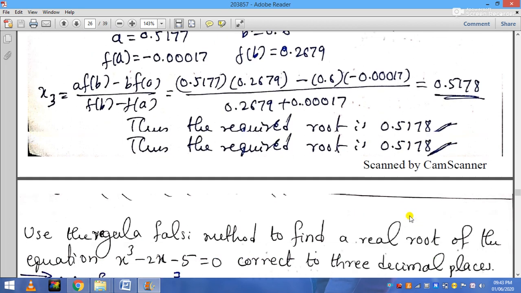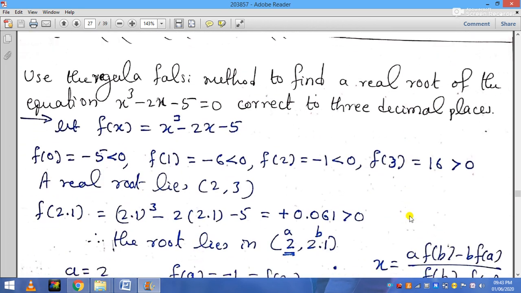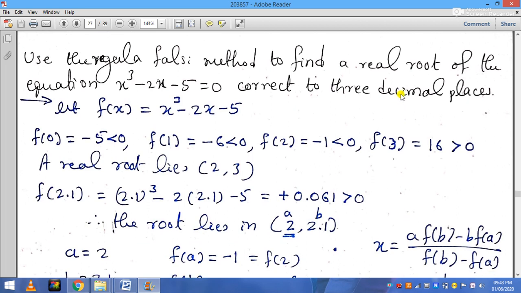So let us solve one more example. Use the regula falsi method to find a real root of the equation x cube minus 2x minus 5 equal to 0, correct to 3 decimal places. So here also we solve using regula falsi, but until the 3 digits after the decimal point are the same. If they have given 3 iterations, we have to solve up to 3 iterations. If they have given 4 iterations, we have to solve up to 4 iterations. If they have not mentioned, then we solve until two consecutive answers are the same. So let us solve using the regula falsi method.